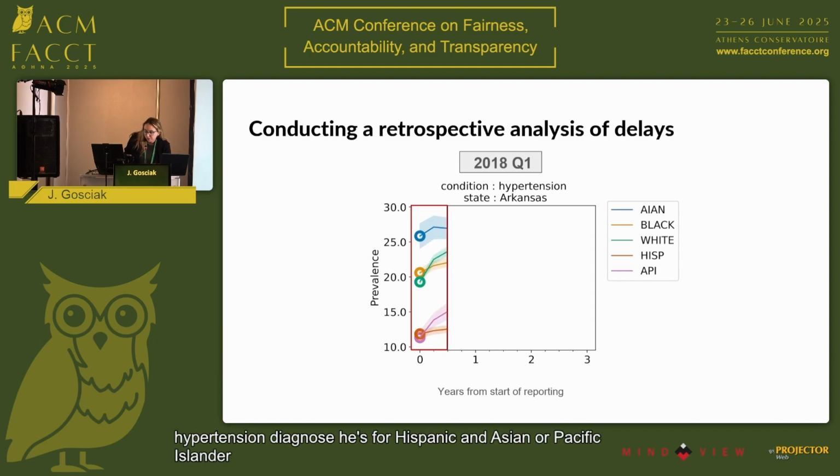However, by Q2, as we've acquired more race information, you'll see that these trends start to change. And so, for example, on the bottom, you'll see that Asian or Pacific Islander patients start to have a higher prevalence compared to Hispanic patients, and that the trend for white and Black patients actually completely flips.